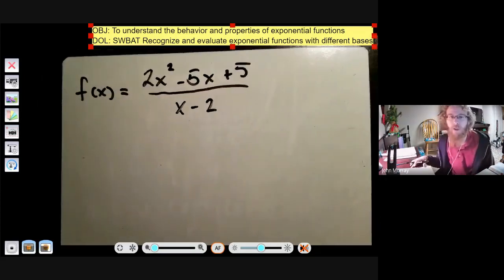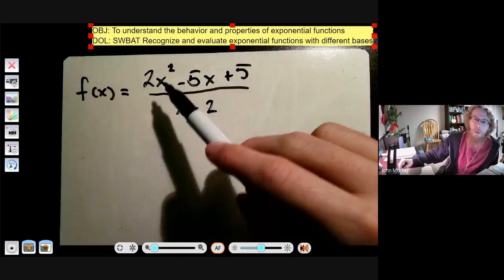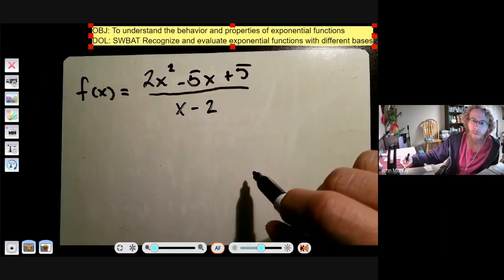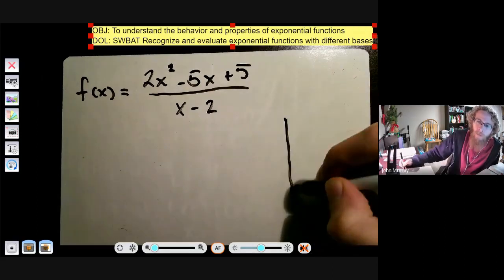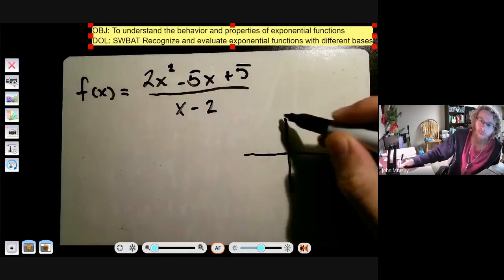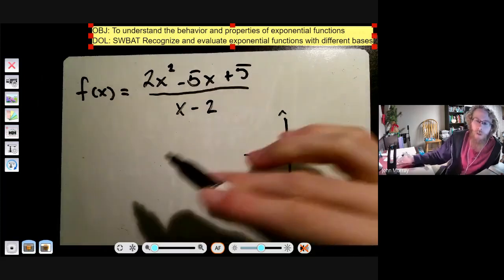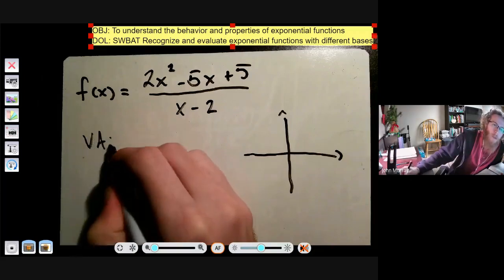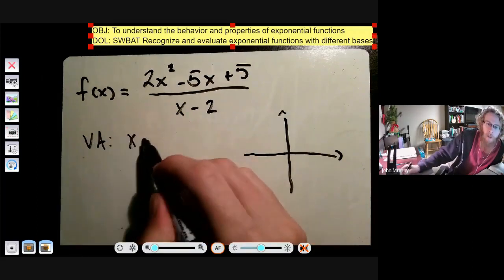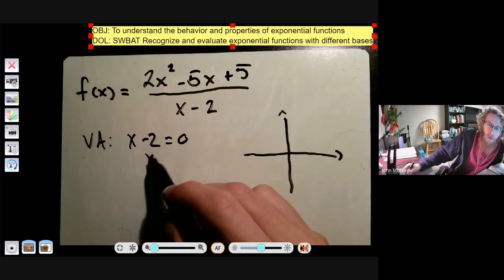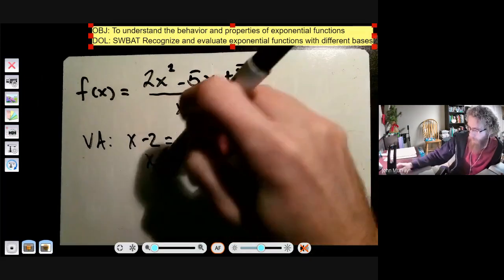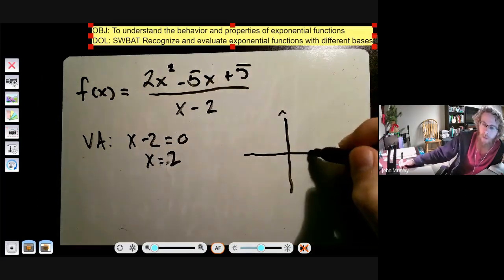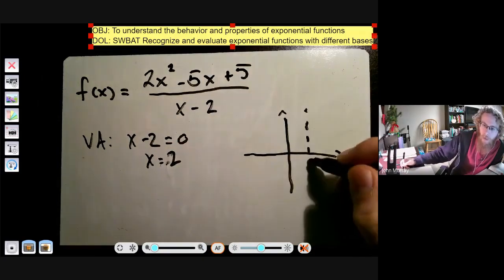All right, so let's take a look at our function f of x equals 2x squared minus 5x plus 5 over x minus 2. Since we're talking about asymptotes, I'm going to quickly do the vertical asymptote. Our denominator, x minus 2, we set that equal to 0. So we get x equals 2. All right, so at x equals 2, we have our vertical asymptote.